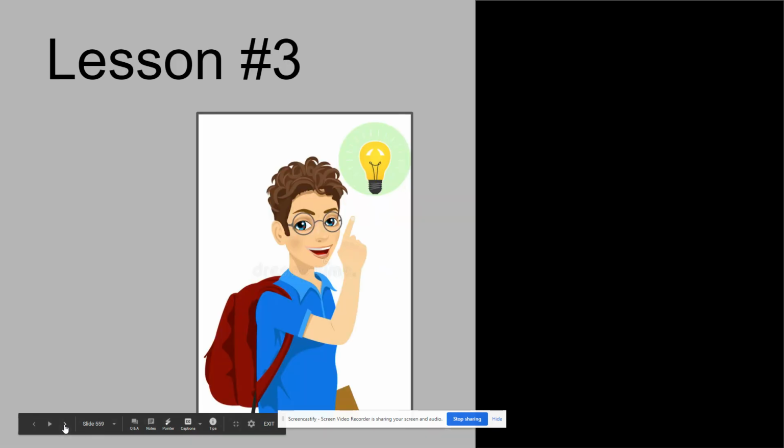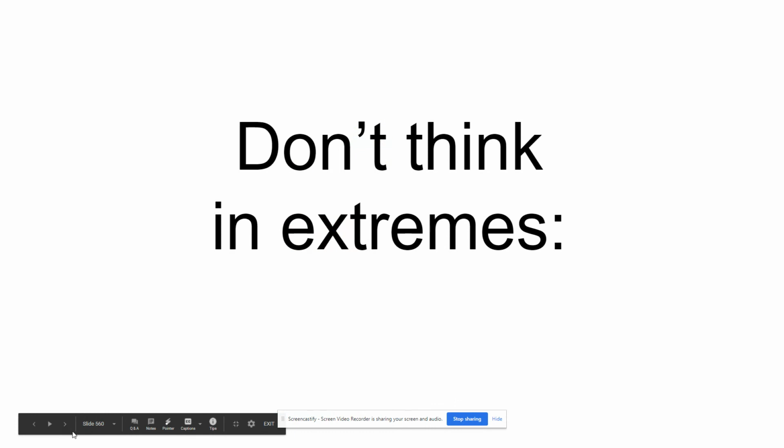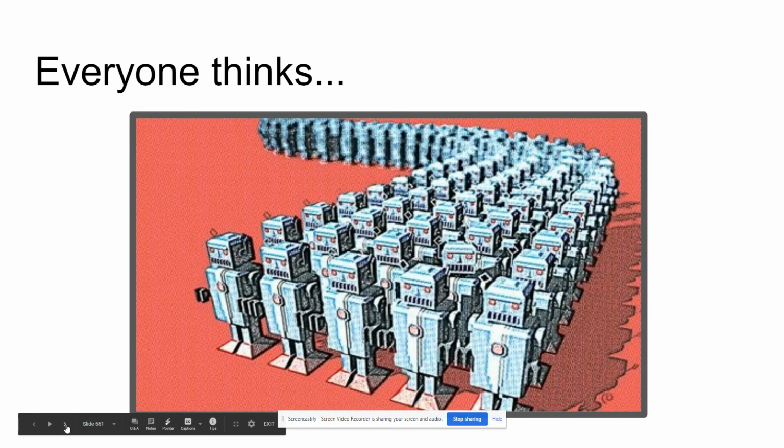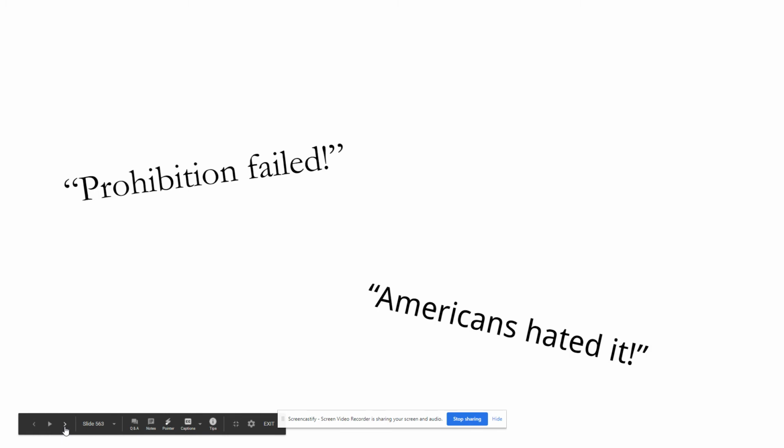Now, lesson three from Prohibition, we should not vote in extremes. I should not think in extremes. Ironically, a lot of people think everybody thinks like them. People think in extremes, right? A lot of that is we surround ourselves with people that think just like us, so we think everybody thinks like us. An example of this is that Prohibition is a failure. If you read history books, they all say that. Americans hated it. Americans loved drinking.